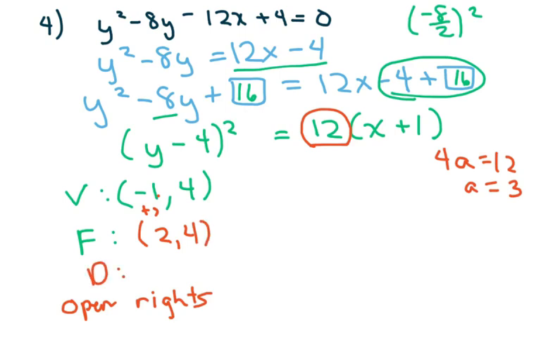Your directrix is on the x, the vertical line, so that's x equals, we are adding, so you're subtracting 2, so that's going to be x equals negative 3. Your LR equals 4a, which in our case equals 12.